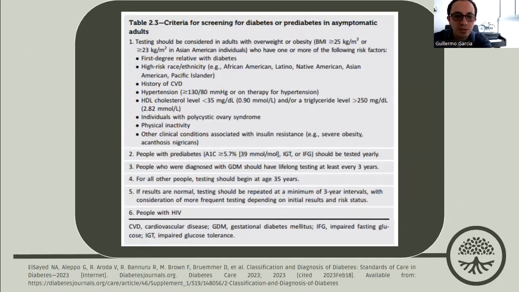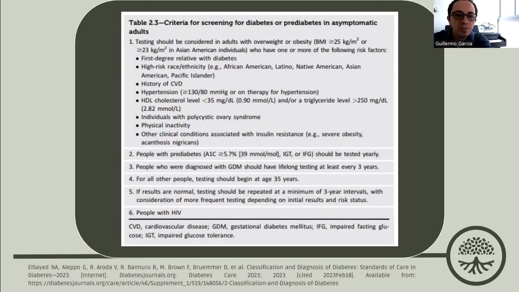in asymptomatic patients. The first one is testing should be considered in adults with overweight or obesity who have one or more of the following risk factors. First degree relative with prediabetes, high risk race or ethnicity, history of cardiovascular disease, hypertension, HDL cholesterol below 35 milligrams per deciliter, and/or a triglyceride level greater than 250 milligrams per deciliter. Individuals with polycystic ovary syndrome, physical inactivity, and other clinical conditions associated with insulin resistance.